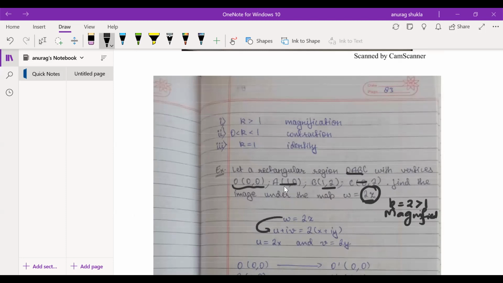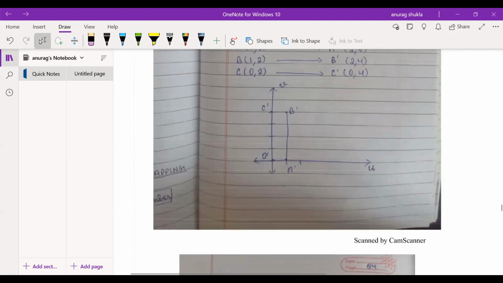Now compare W equal to U plus iV, Z equal to X plus iY. U equals 2X and V equals 2Y. It means we are actually zooming, a large zoom. In contraction, the image becomes smaller. Here we are expanding the image. Two means twice, we are expanding here.